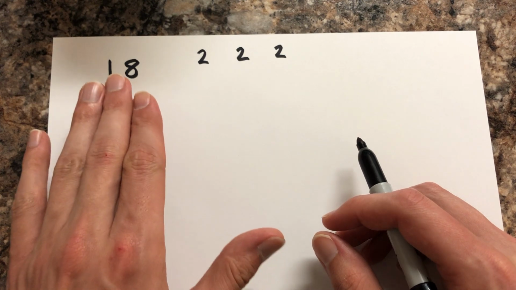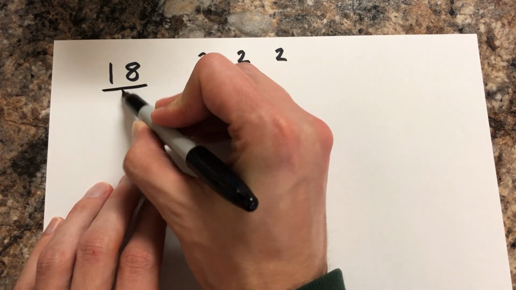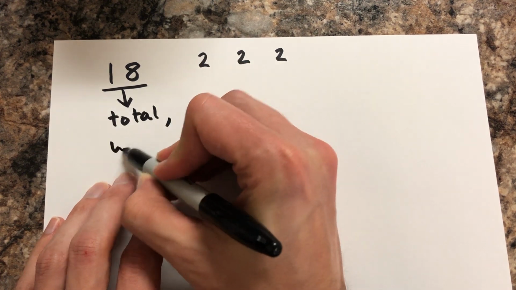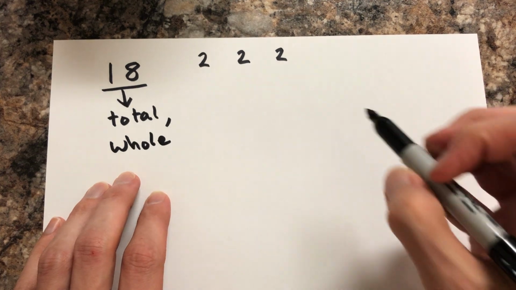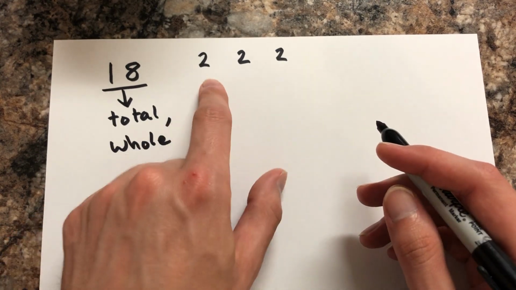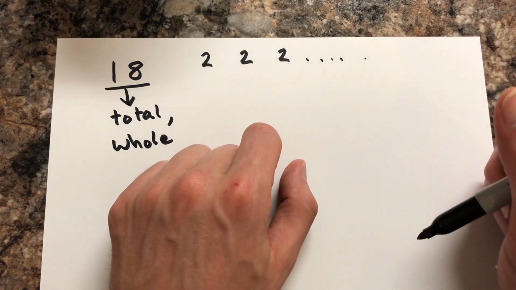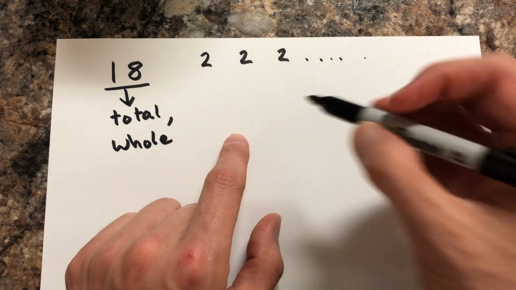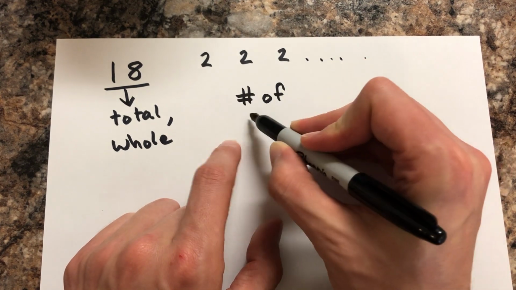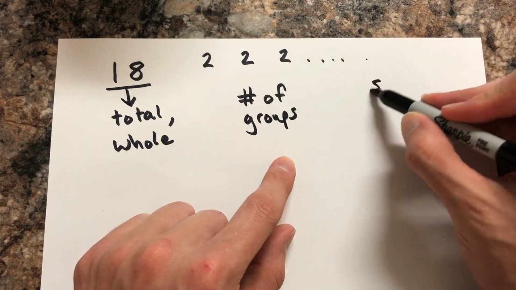Well, I know the total, right? 18 is the total, or we could say the whole thing. That's the whole. And I know the 2's, but I don't know how many 2's I'm going to need. So what do I know? Do I know the number of groups, or do I know the size of each group?